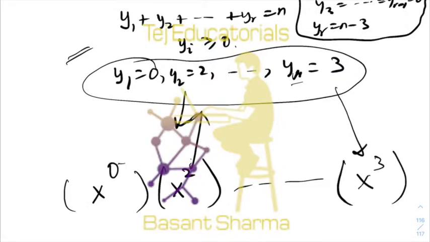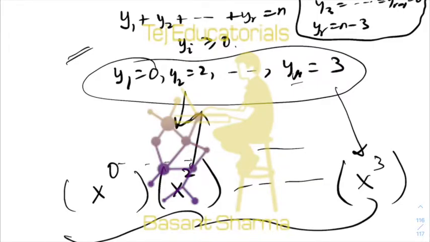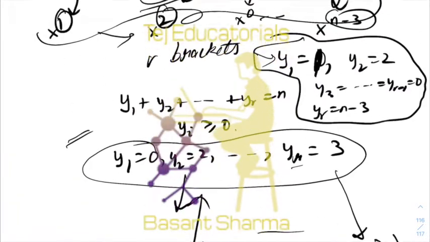So if I add all these powers, they will give me n, because y1 plus y2 plus y3 till yr is n, and these are r brackets. Alright, so this is one thing.